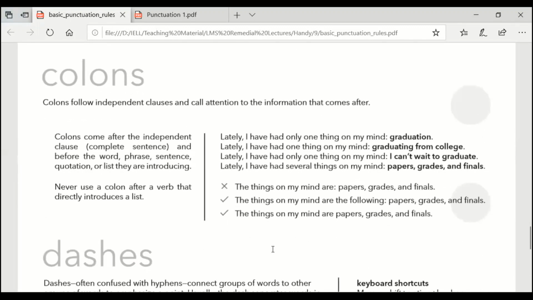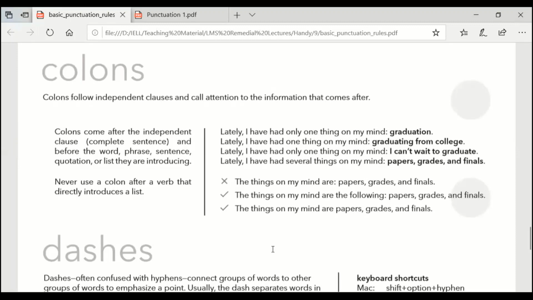Next is colons. Colons are pretty simple, yet at the same time very tricky. Colons come after the independent clause, a complete sentence, and before the word, phrase, sentence, quotation, or list they are introducing. So basically, colons are used for additional information that we want to draw someone's attention to.